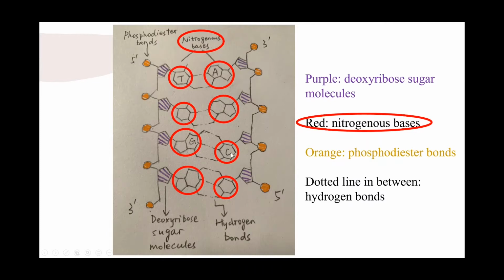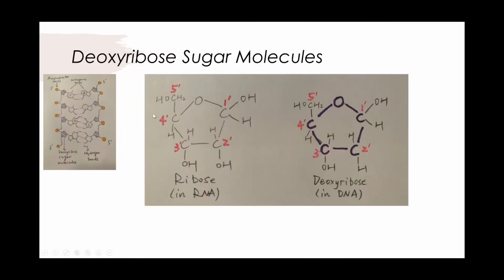Let's start at the deoxyribose sugar molecules. The sugar molecule consists of 5 carbons, in which carbons 1, 2, 3, 4 are in the ring. Carbon 5 is not in the ring. The difference between ribose and deoxyribose is that deoxyribose is missing an oxygen on carbon 2. Deoxyribose is in DNA, while ribose is in RNA.